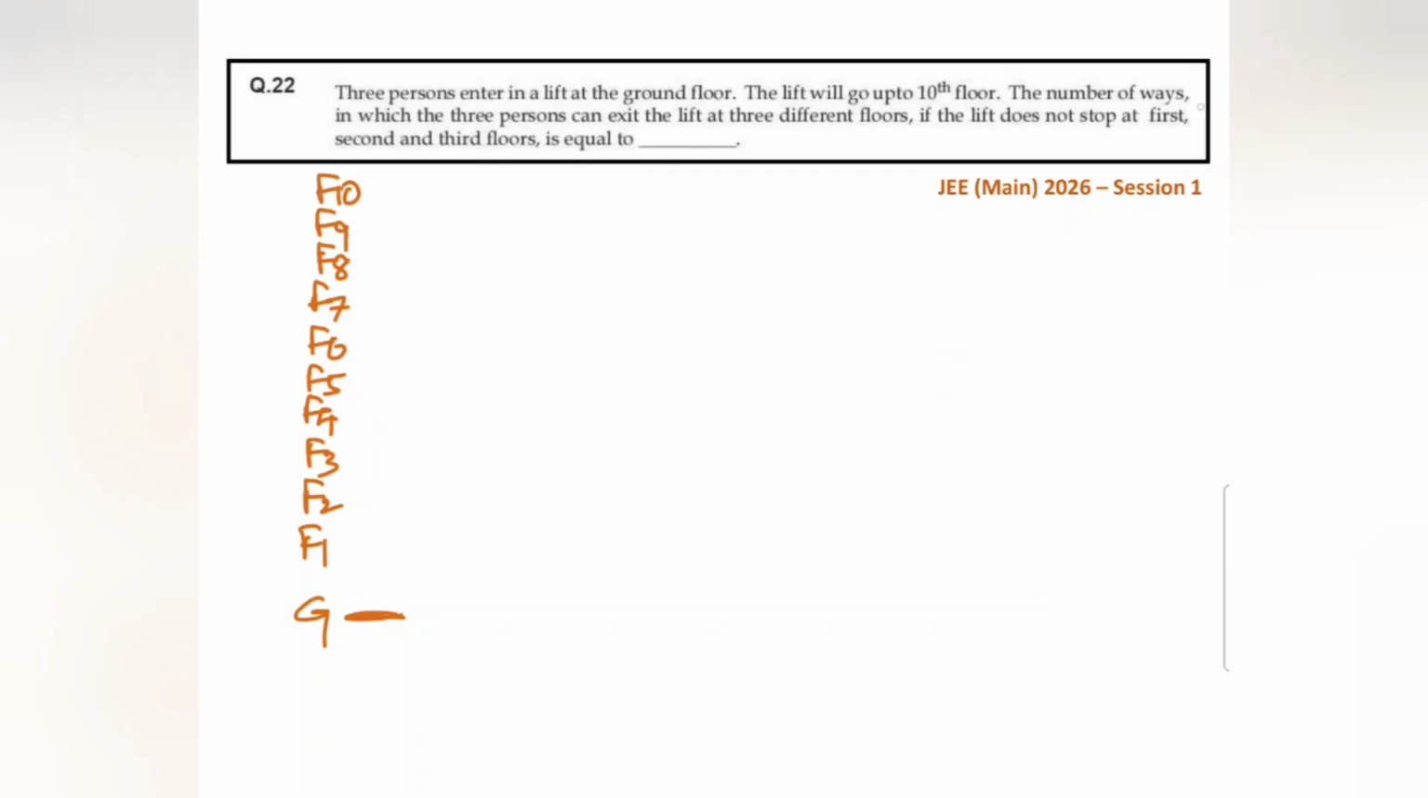Let's assume that. The question is the number of ways in which the 3 persons can exit the lift at 3 different floors if the lift does not stop at the first, second and third floors. So what is given here is the lift does not stop here, here, and here. So which means out of these 7 floors, these 3 people can exit in how many ways? So what we have to do here is, out of the 7 floors, you choose 3 floors and you can arrange these 3 people in 3 factorial ways. So finally you will be getting 35 into 6, which is nothing but 210.